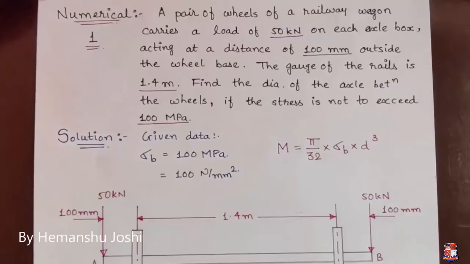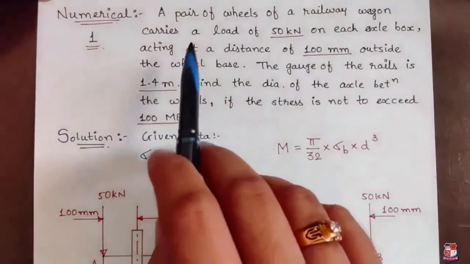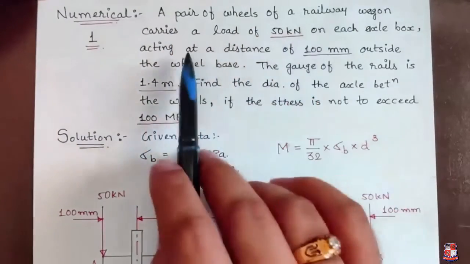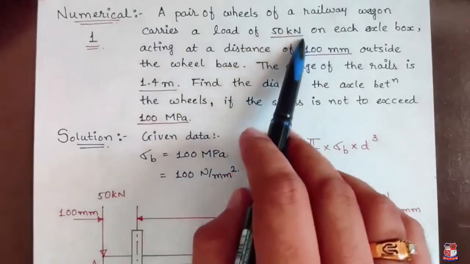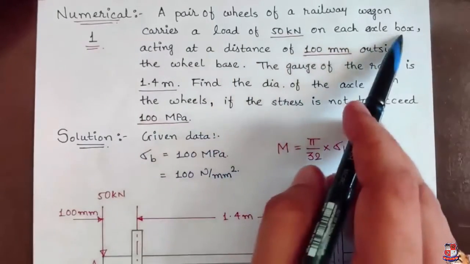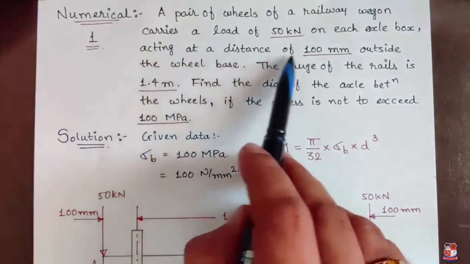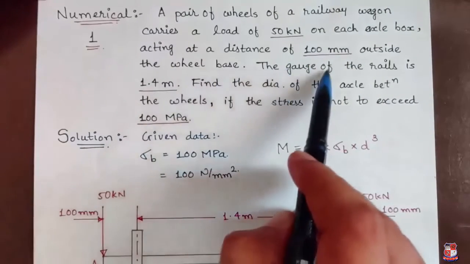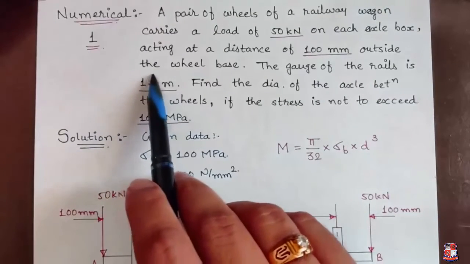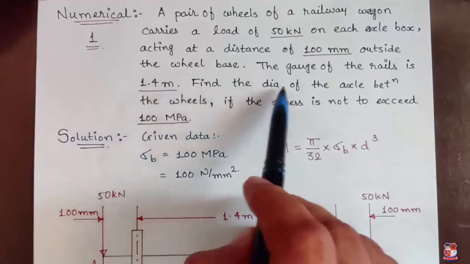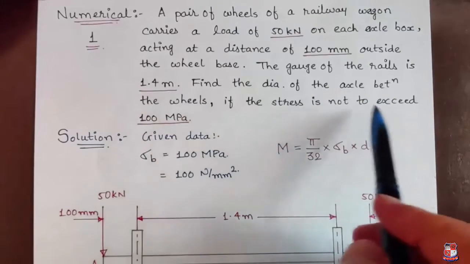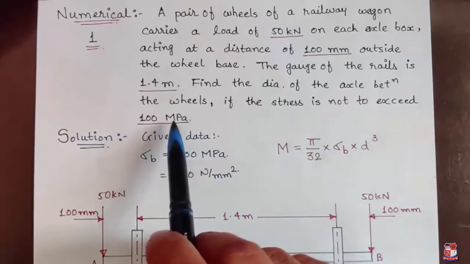Now let us solve one numerical of a shaft subjected to only bending moment. Now in this numerical, as per the data, a pair of wheels of a railway wagon carries a load of 50 kN on each axle box, acting at a distance of 100 mm outside the wheelbase. The gauge of the rails is 1.4 meter. Find the diameter of the axle between the wheels if the stress is not to exceed 100 megapascal.